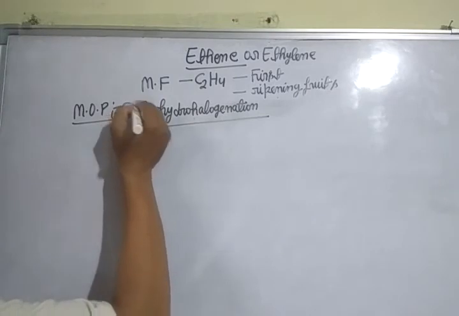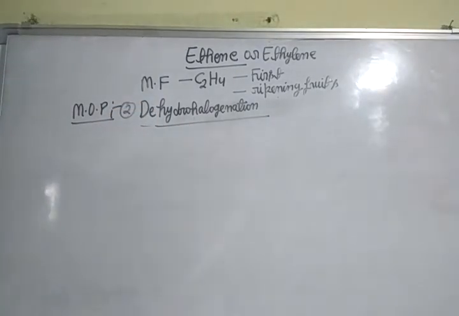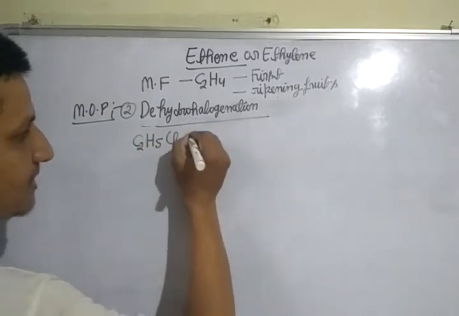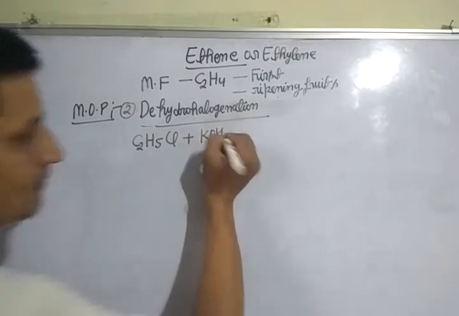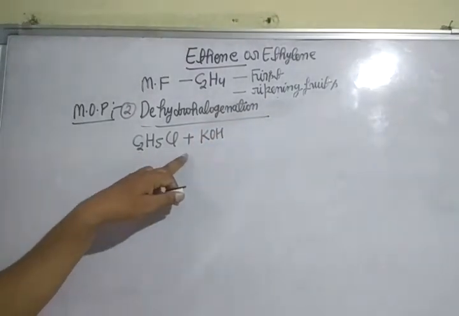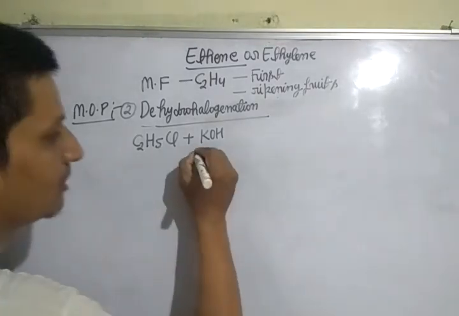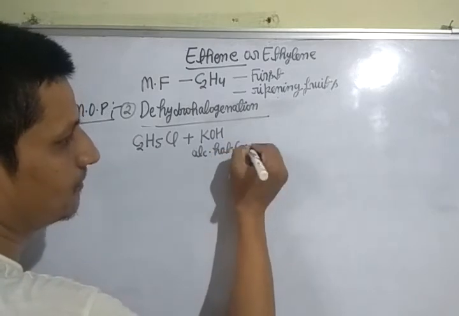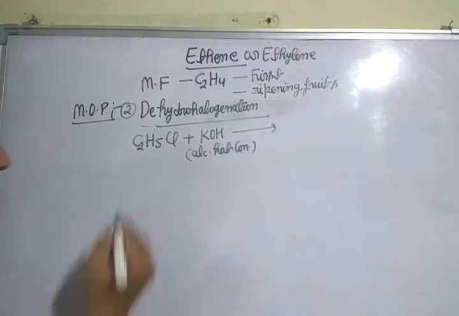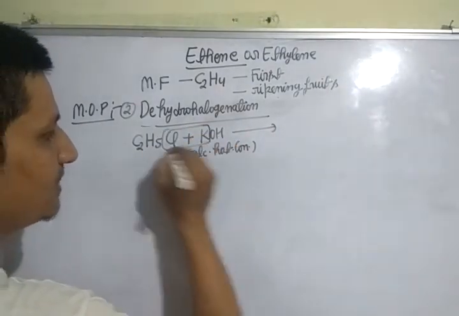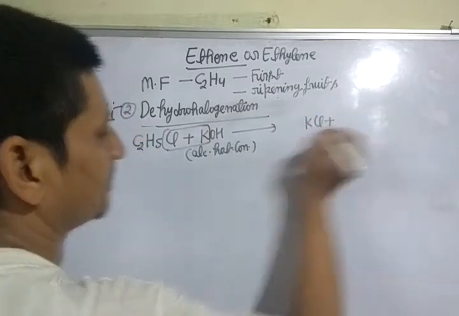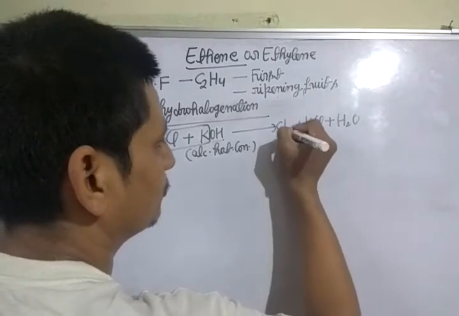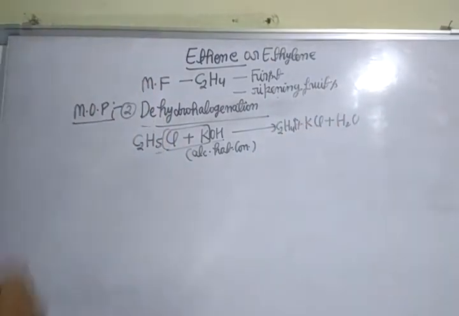Method of preparation number 2. Look here. Ethyl chloride, C2H5Cl, reacts with alcoholic hot concentrated potassium hydroxide to give KCl, as K combines with Cl to form KCl, plus water, as OH and H combine to form water, plus C2H4. Ethene is formed by dehydrohalogenation.